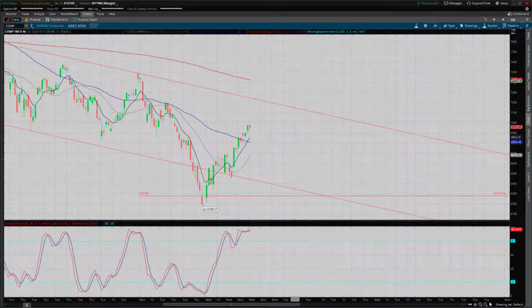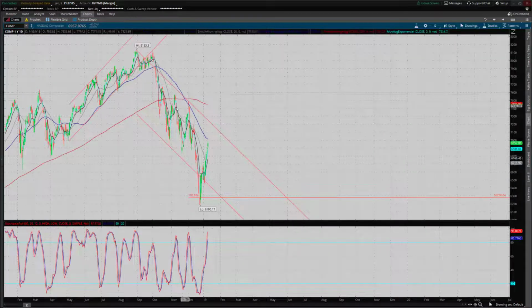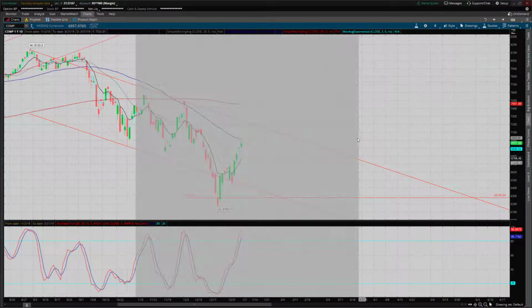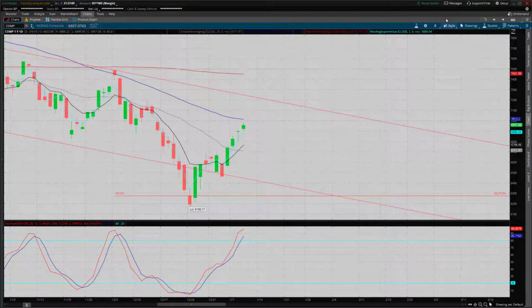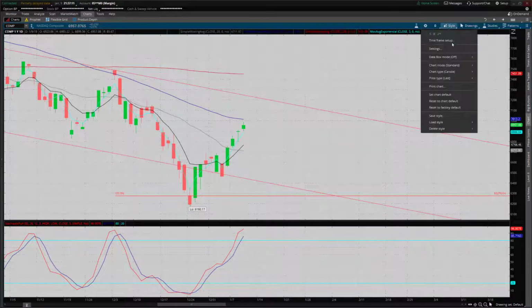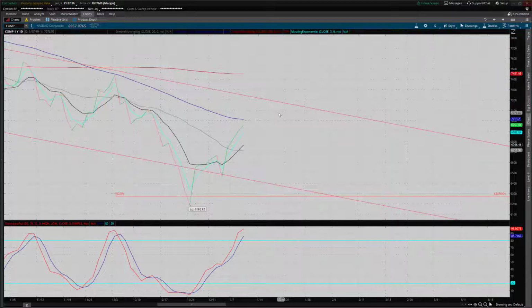But I'm willing to forgive such a slight amount of overlap since it is only on one index out of the three. Also, I always like to look at that on a closing basis. So let's look at our closing-only chart. And you can see on a closing basis, there was no overlap.